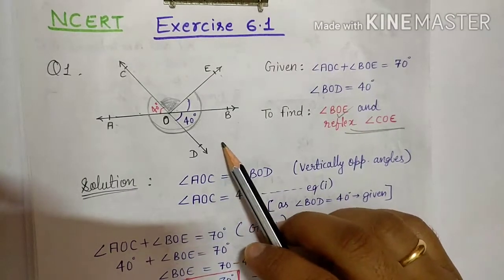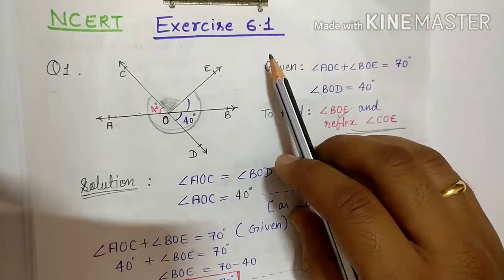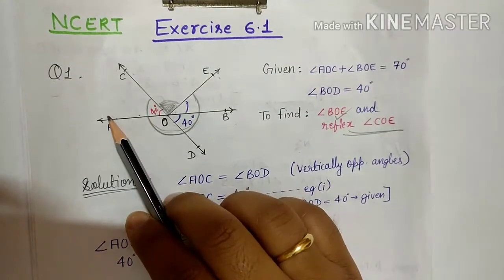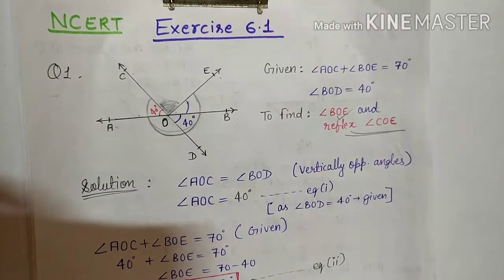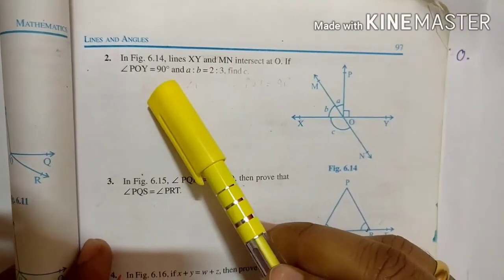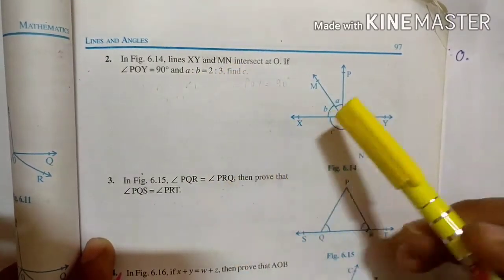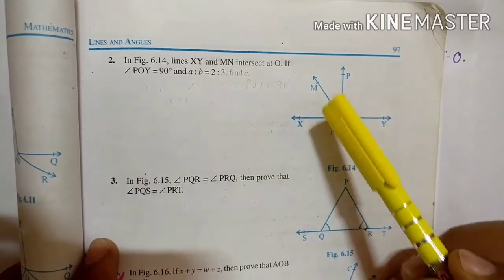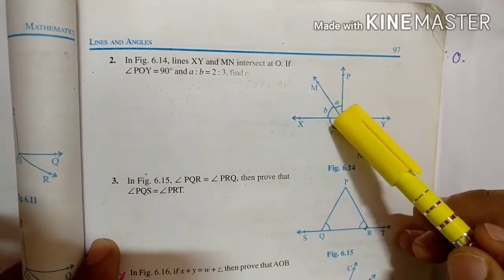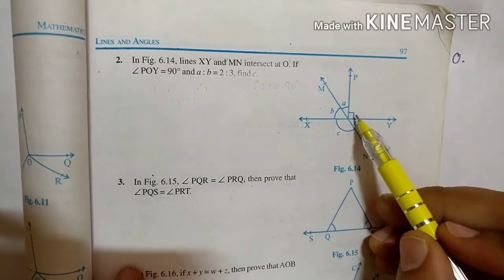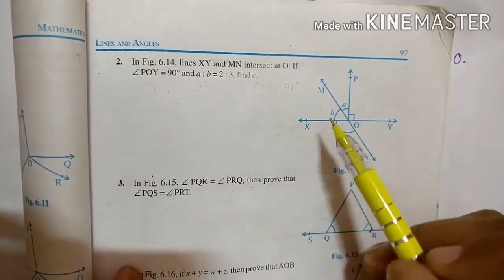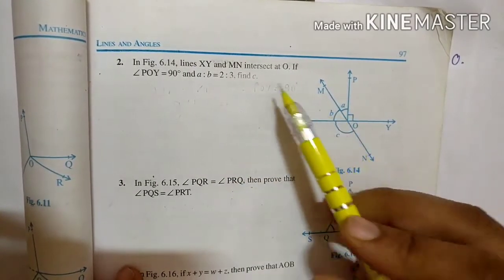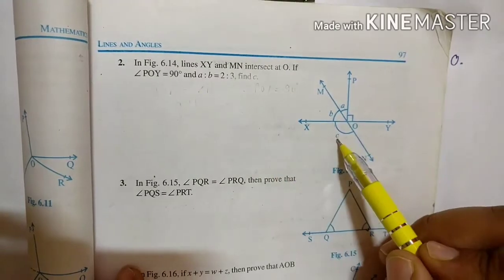In our previous video we have already started our exercise 6.1, where we completed question number 1. Today we'll start from question number 2. Now just check question number 2. In figure 6.14, lines XY and MN intersect at point O. If angle POY is 90 degrees, and a:b, these two angles, are in the ratio 2:3, then find angle c. Okay, so let's solve this question.